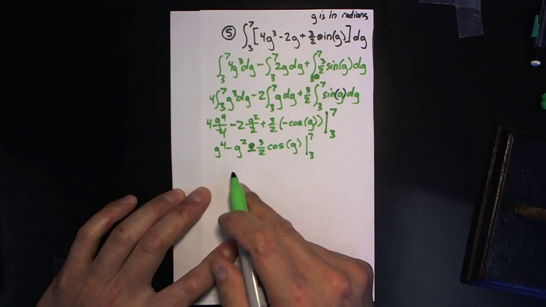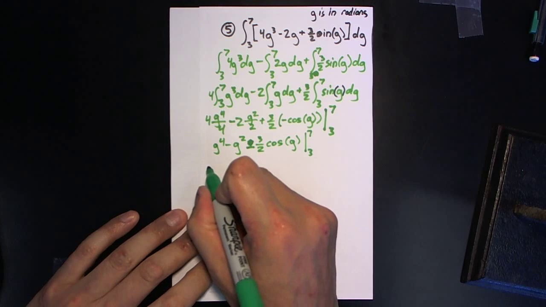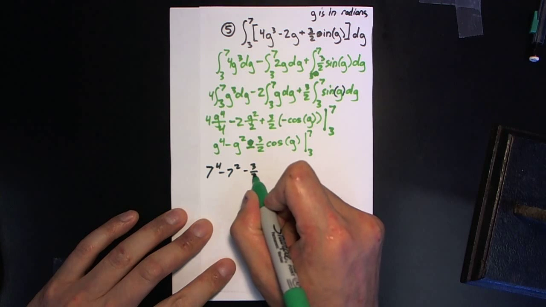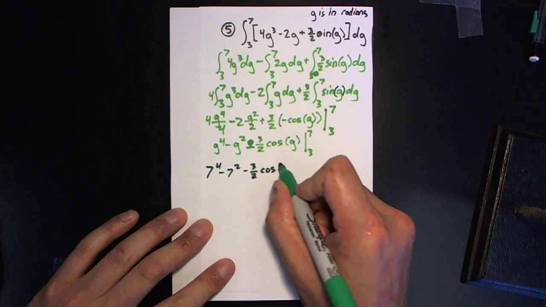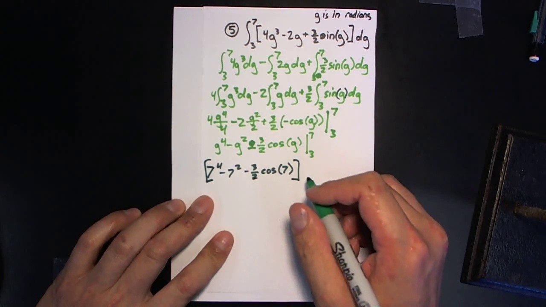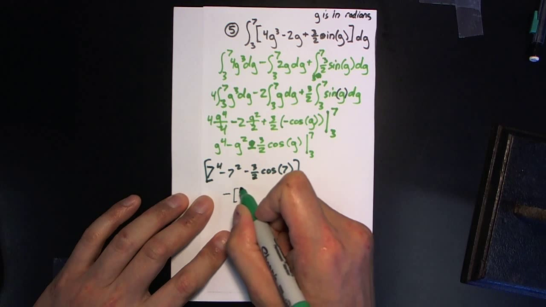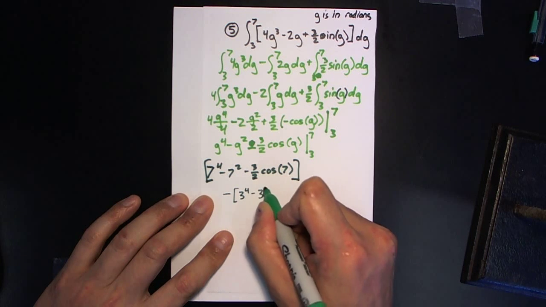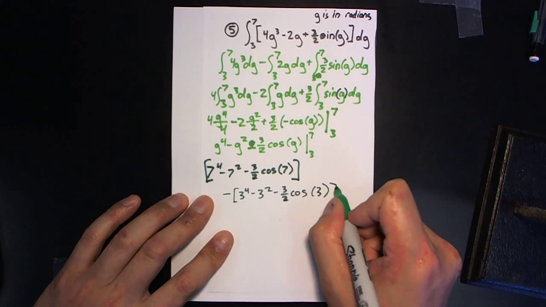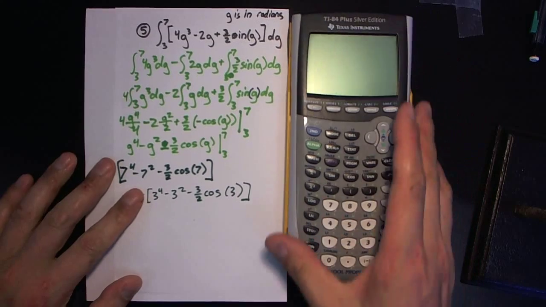Okay, well, now there's no more avoiding it. We got to substitute in the big ugly numbers. Okay, that's what we get when we substitute in the 7. Now we got to substitute in the 3. Alright, we could do this by hand, but we got a calculator, so let's just use it.